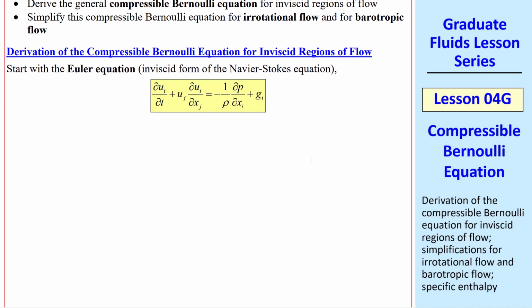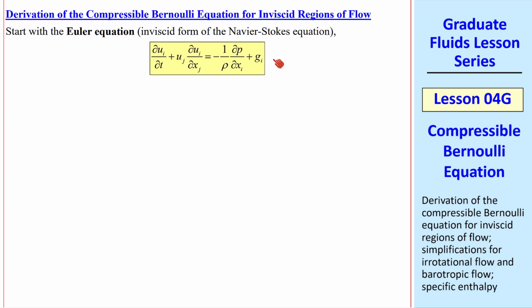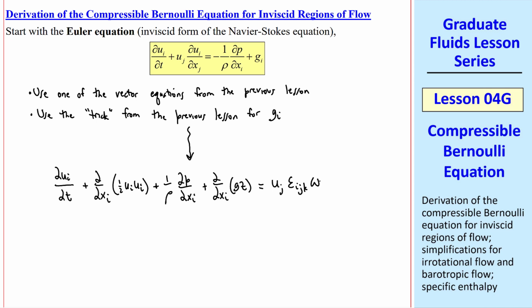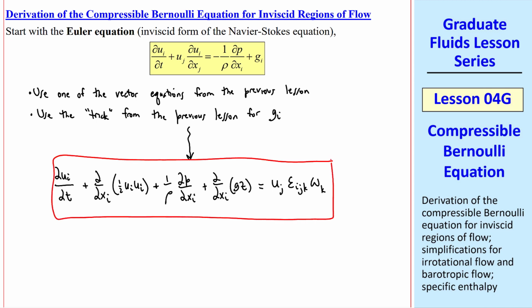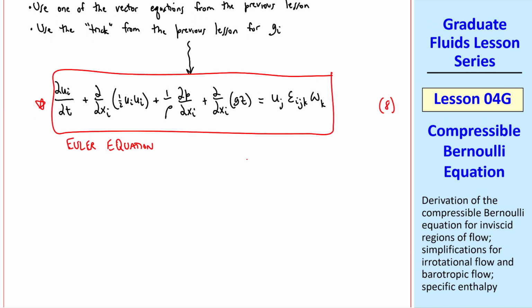Instead of the Navier-Stokes equation, we start with the Euler equation, where the viscous terms are already gone. We'll use one of the vector equations from the previous lesson. We'll also use the trick from the previous lesson for the gravity term. The algebra is similar to the previous lesson, and you could verify on your own that you get this equation. This is just Euler's equation expressed in an alternate form. I'll call it equation 8, where we're continuing the numbering from our previous lesson.